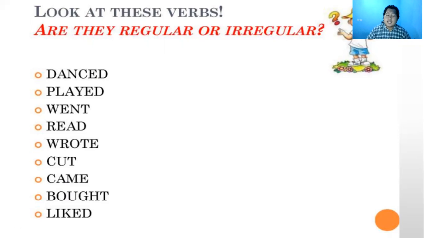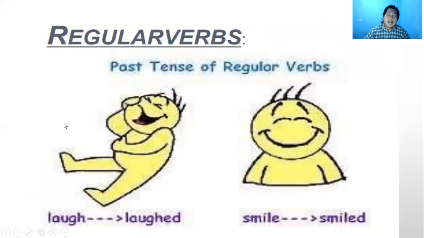Now, let's discuss what a regular and irregular verb is, so that you can identify whether the verb listed here is an irregular or a regular verb. Okay, let's talk about regular verbs first. The past tense of a regular verb. We have here this one, laugh. And the past tense of laugh is laughed, with ed.